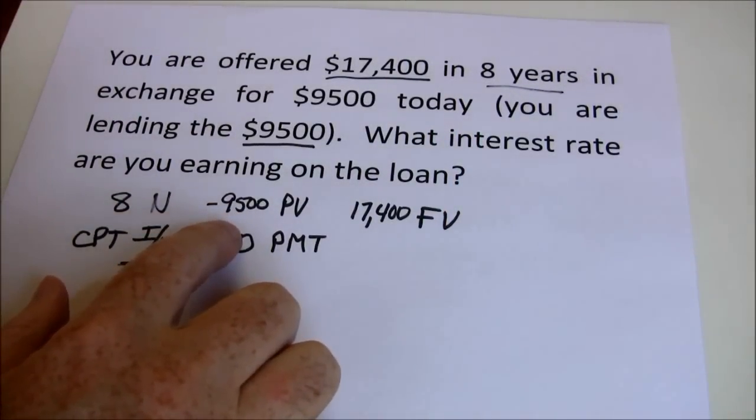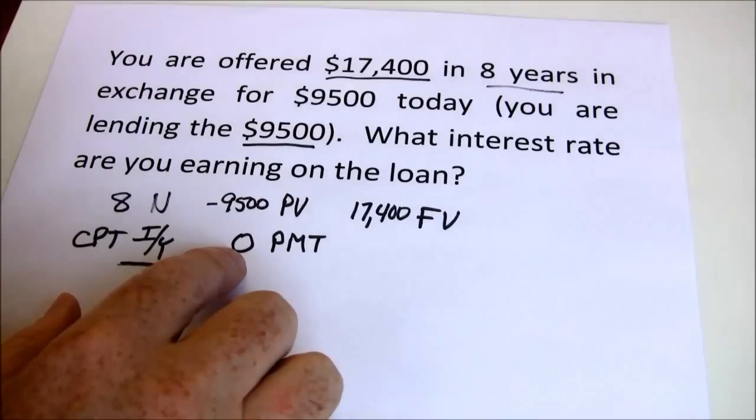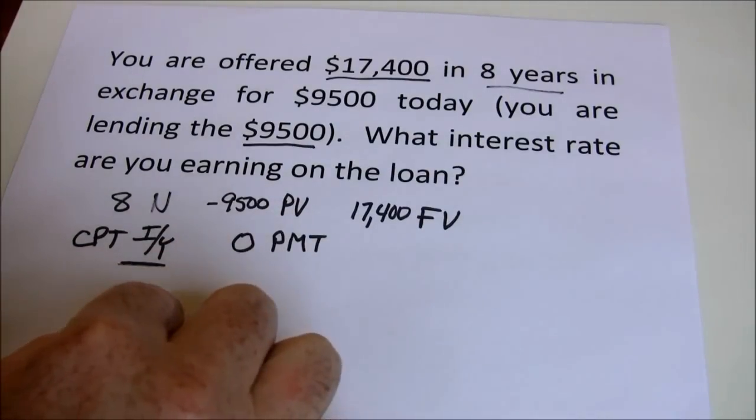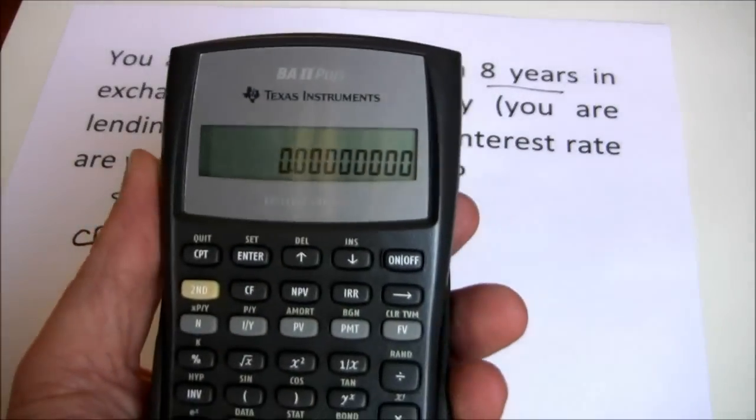8N, negative 9,500 present value, 0 payment, 17,400 future value, compute interest per year. Let's go ahead and put those in.